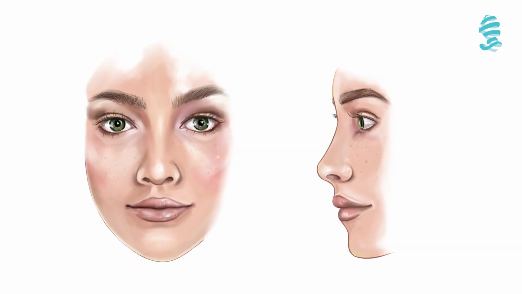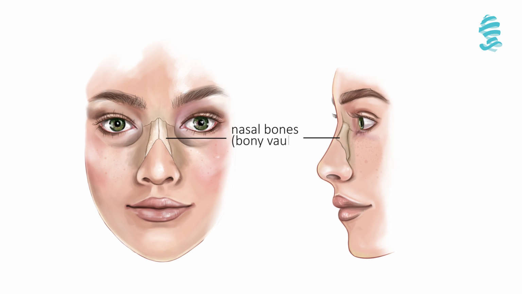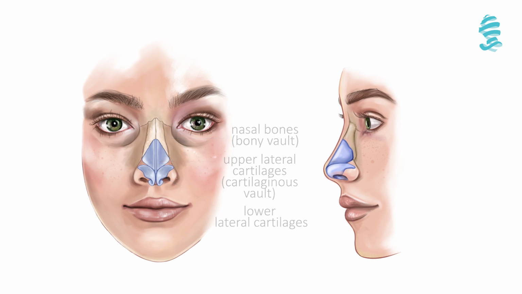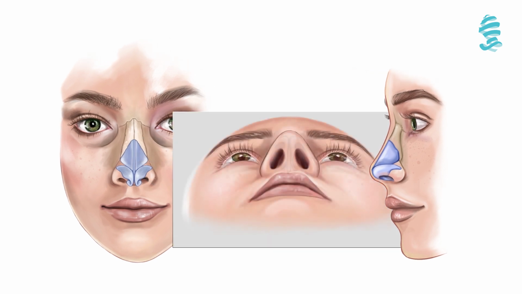Anatomy of the nose. The upper third of the nose is made up of the nasal bones and is called the bony vault. The middle third is the cartilaginous vault and composed of upper lateral cartilages. The lower third is composed of the lower lateral cartilages, the lateral crus and the medial crus, and the surrounding soft tissues, together with the lateral crura, are known as the tip.